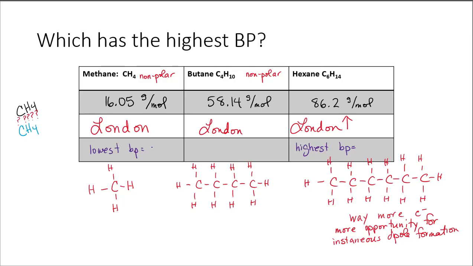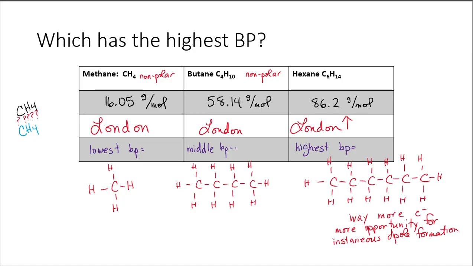It's little. There's not going to be a whole lot of movement of electrons. There's not going to be a whole lot of difference in the instantaneous dipole formation. If you've heard about this in the past, you might have heard of a term called polarizability. I'm not going to get into it, but methane is less polarizable. It's smaller. There's just not a whole lot of chances for there to be movement of electrons.